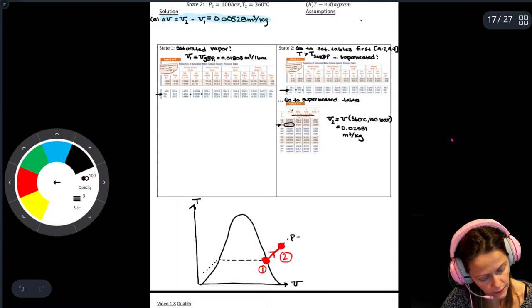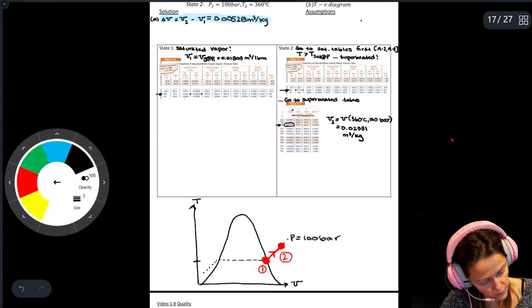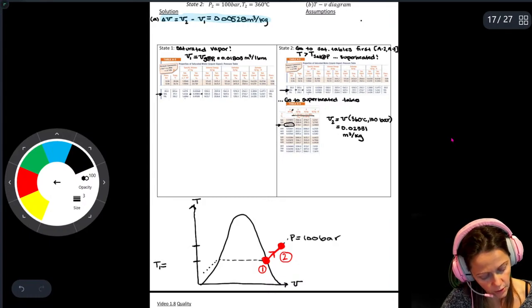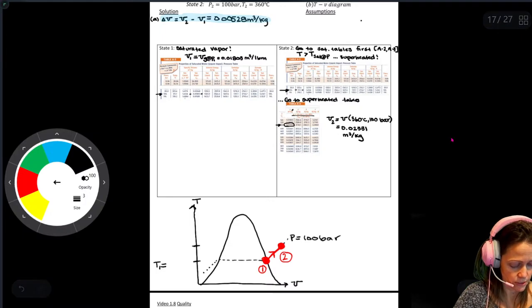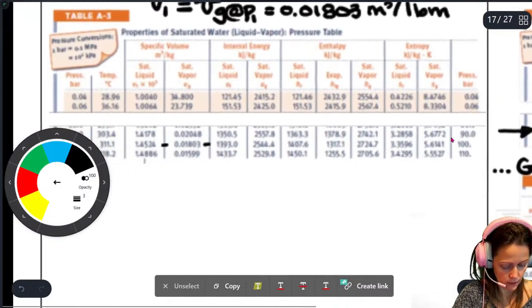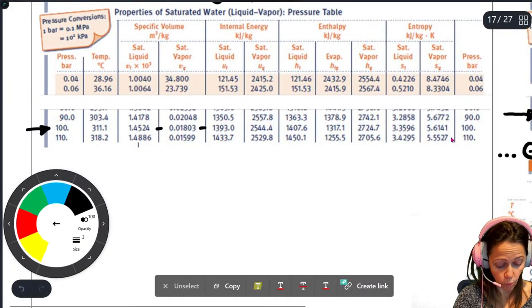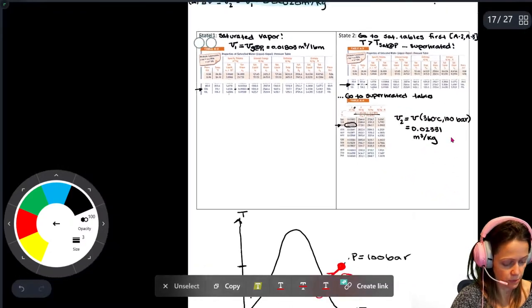This pressure right here is 100 bar. There's this temperature, there's this temperature. So T1, well, that's your saturation temperature, isn't it? Because there's only one possible temperature it could be at. See, there we go. It's 311.1 degrees Celsius. So I'm going to put that down here.